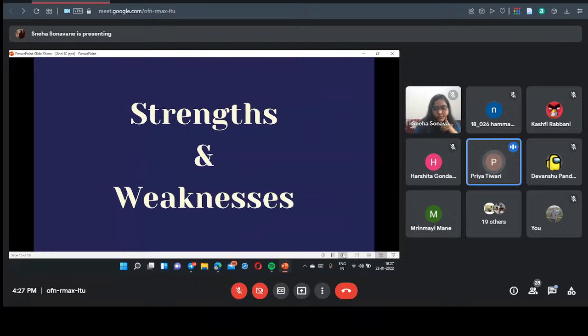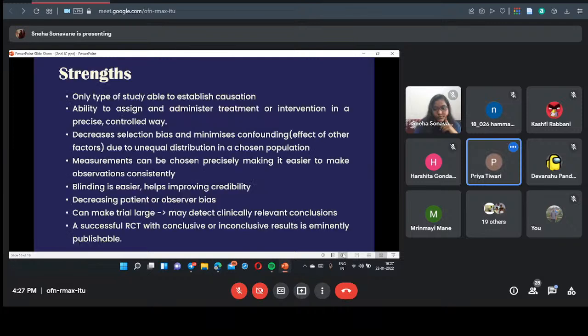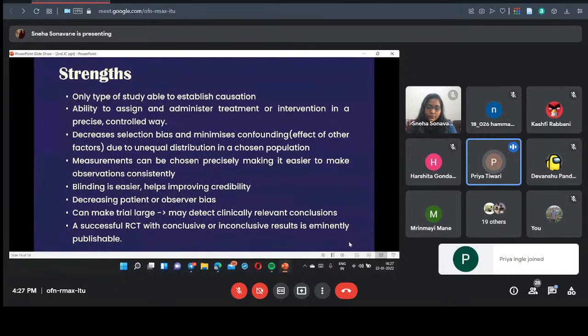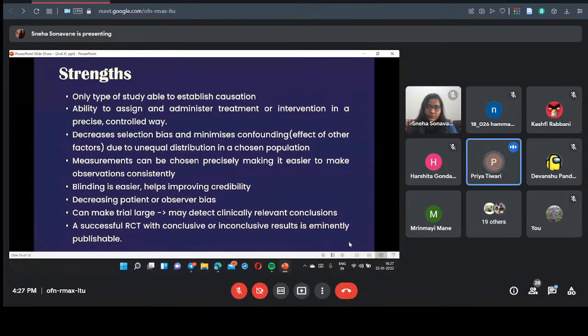Now let us see what the strengths and weaknesses of randomized trials are. Next slide. So the randomized trial is the only type of study which is able to establish causation. It has the ability to assign and administer treatment or intervention in a precise, controlled way, because we have control over what kind of drug we are giving, at what time, in which period of time, for how long we want to give that drug, or when we have to stop that drug. And then it decreases selection biases and minimizes confounding.